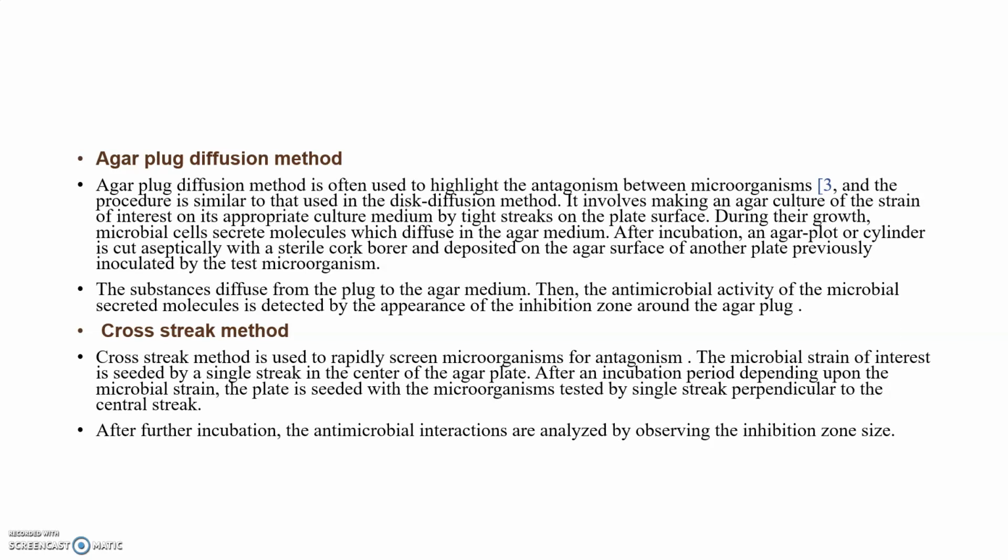Next is the cross streak method. This method is used to rapidly screen microorganisms for antagonism. This is also another method for screening microorganisms for antagonism. The microbial strain of interest is seeded by a single streak in the center of the agar plate.